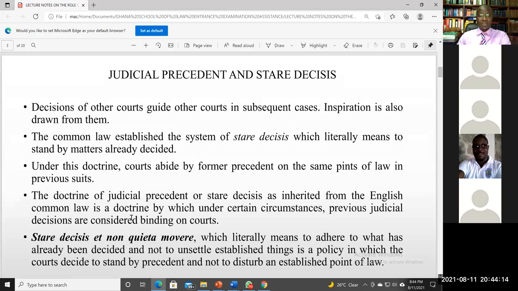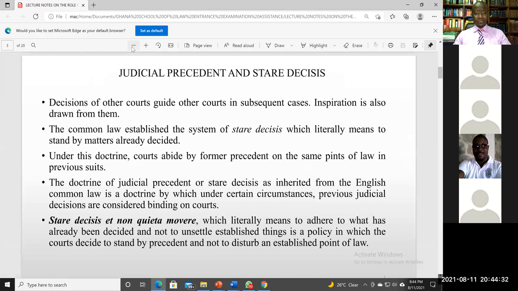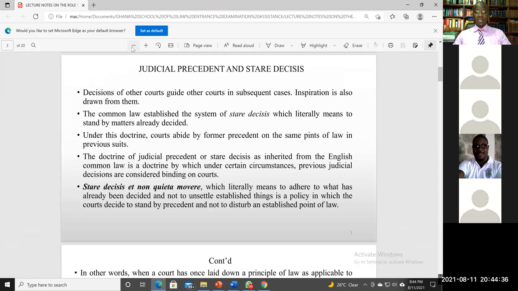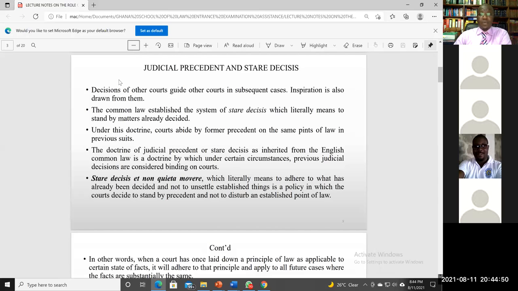Okay, so without wasting time, we remember that by judicial precedent and stare decisis, our attention goes to the fact that when courts are deciding cases, courts are guided by previous decisions, especially where the previous decisions are relevant to matters which have come before them. The court will draw inspiration from them. So within the common law tradition, this system of making use of past decisions, or what you call stare decisis, simply means sticking to already established decisions. We say that we stand by matters already decided, so that is stare decisis.